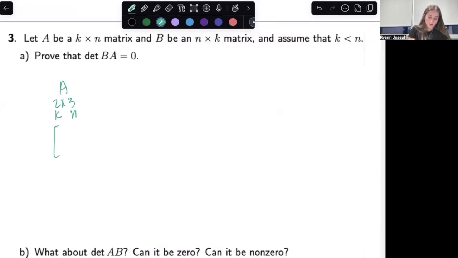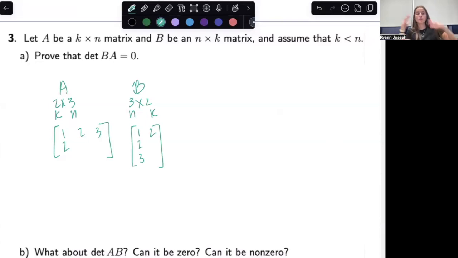So A is going to be a 2 by 3, where K is 2 and N is 3. So I think it really helps to see this 1, 2. So this is what the size of A looks like. Then we have B, which must be a 3 by 2 matrix. So this is N, this is K. And I've got 1, 2, 3, 2. So just look at the size of them. And then obviously it would scale up for bigger numbers. Prove that the determinant of BA is equal to 0.